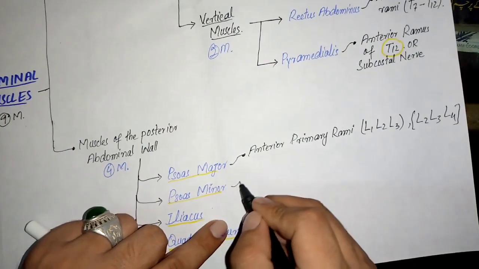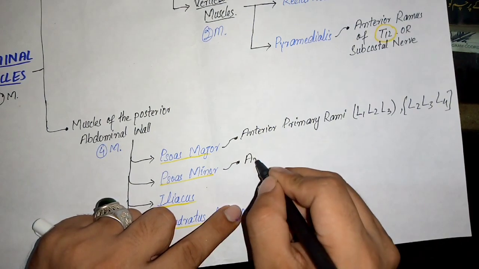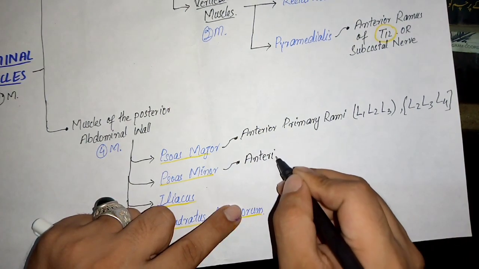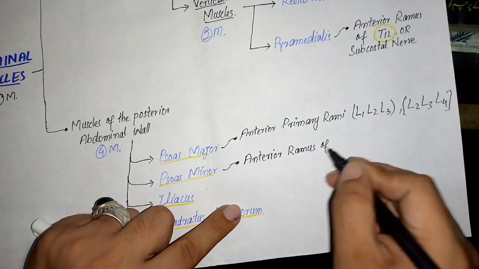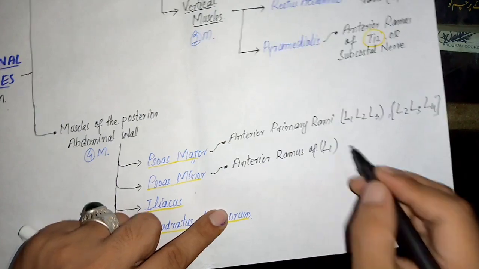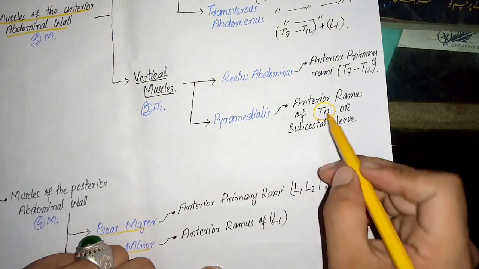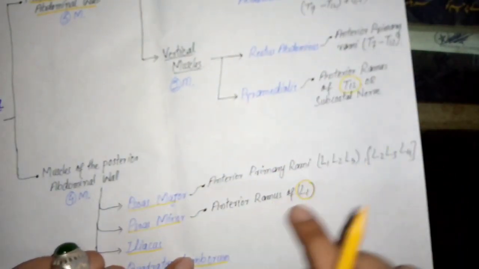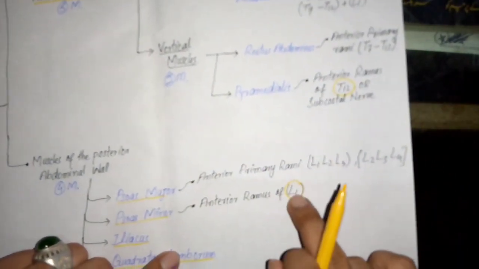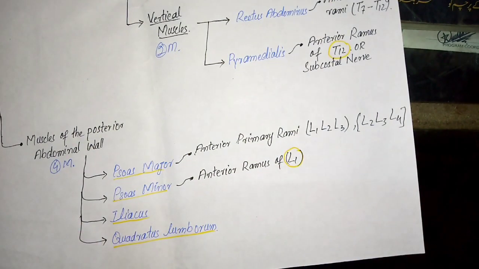Here the psoas minor is supplied by the anterior ramus of L1. Here is another point: I told you that the pyramidalis is supplied only by the T12 nerve root. So both psoas minor and pyramidalis are supplied by only one nerve root, right? This one is supplied by the L1 nerve root, which is called the anterior ramus of L1.